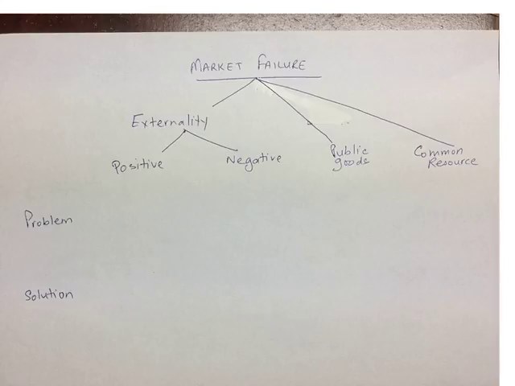Let us summarize what we covered in this unit on market failure. Market failure, as we saw, could occur because of three reasons: externalities, public goods, or common resource. Externalities could be positive or negative, as noted earlier in this unit.